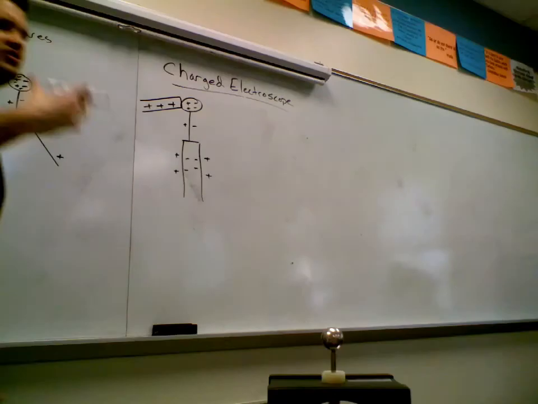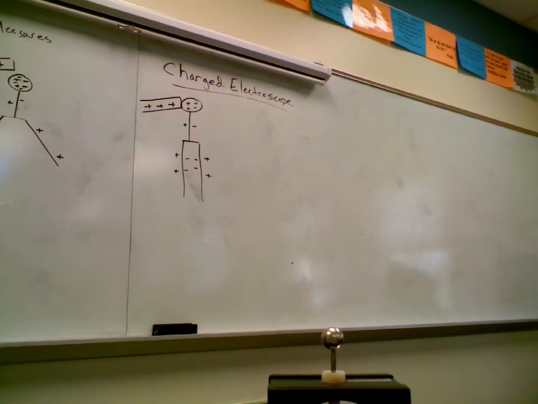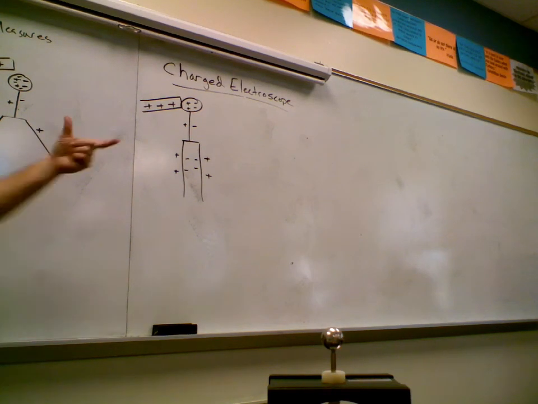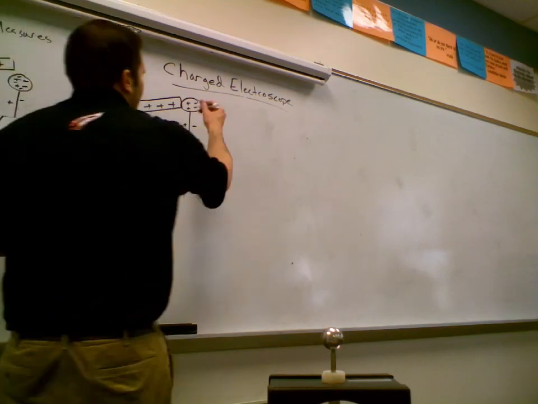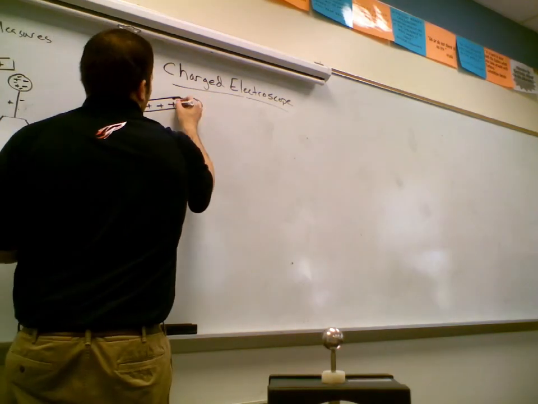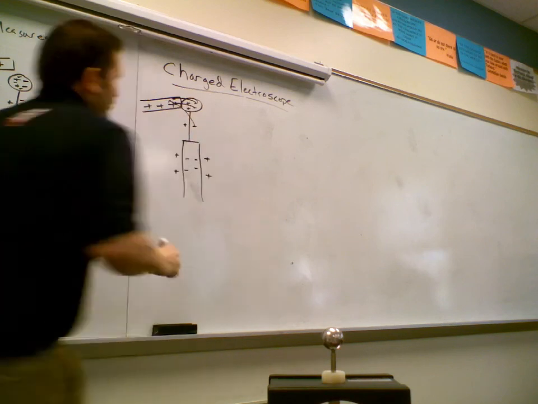So if I bring a positive rod near this electroscope, and I touch the electroscope with a positive rod, what happens? It takes away the negatives. Good. The positives don't leave the rod. The negatives from the electroscope go where? To the rod. So these negatives from the electroscope will leave and go to the rod.